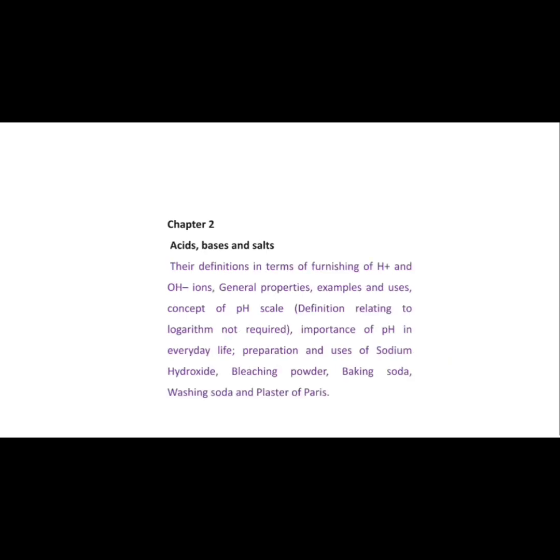Now let us move on to chapter 2, acids, bases and salts. Even in this chapter, no topic is removed. So you have to study all the topics in chapter 2: their definitions in terms of furnishing of H plus and OH minus ions, general properties, examples and uses, concept of pH scale, importance of pH in everyday life, preparation and uses of sodium hydroxide, bleaching powder, baking soda, washing soda and plaster of Paris. So in these first two chapters, no topic is removed. You have to study the whole lessons.